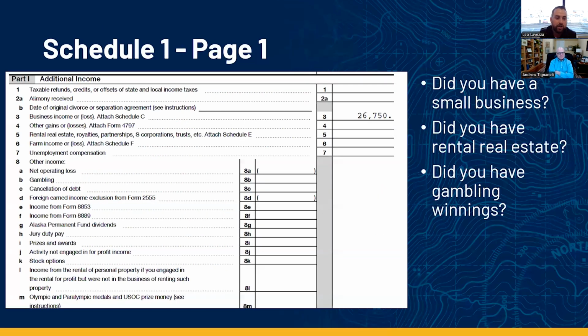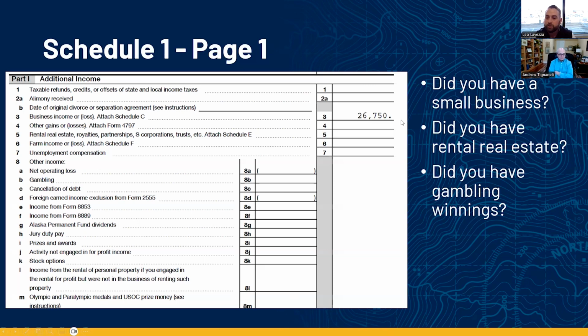All right. So next, going down the return, we've got Schedule 1. So these are where kind of additional income shows up on the returns. This is where it kind of breaks out income that's not necessarily from a W-2 or a pension or Social Security or things like that. So when you're looking at this part of the return, you kind of really want to ask yourself three big questions. Did you have a small business? If you did, you want to look on line 3 here for that business income or loss. That's where that number will be.